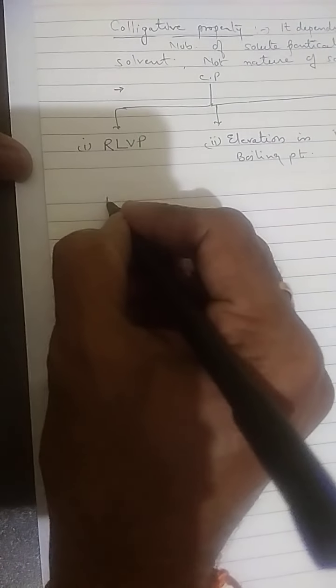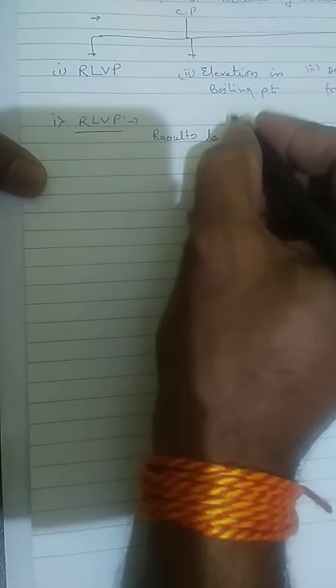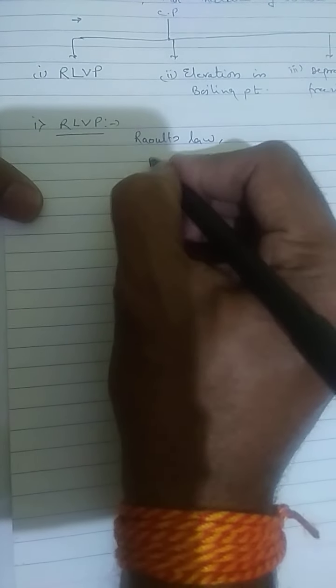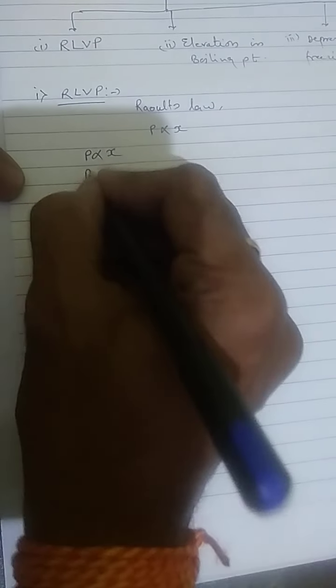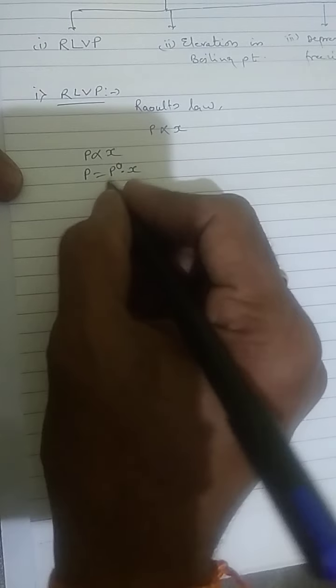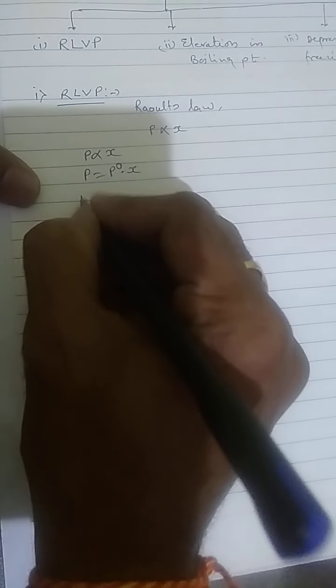First we will discuss relative lowering of vapor pressure. Here in case of relative lowering of vapor pressure, according to Raoult's law, pressure is directly proportional to mole fraction. So pressure is proportional to mole fraction, therefore P is equal to P naught into X, where P is the pressure and P naught is the pure vapor pressure. So suppose that here I am writing P upon P naught is equal to X.